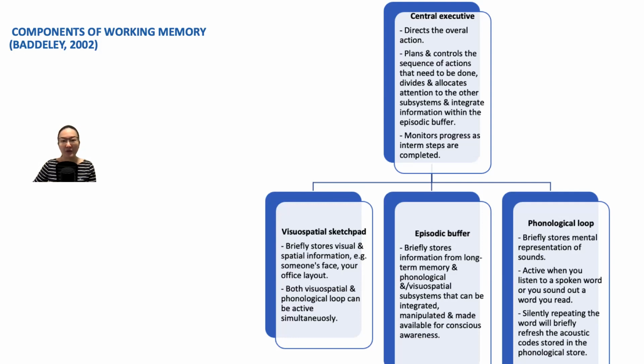There are 3 other components of the working memory: visual spatial sketchpad, episodic buffer, and phonological loop. The visual spatial sketchpad briefly stores visual and spatial information, for example, someone's face or your office layout. Both visual and phonological loop can be active simultaneously. The episodic buffer briefly stores information from long-term memory and phonological and/or visual spatial subsystems that can be integrated, manipulated, and made available for conscious awareness.